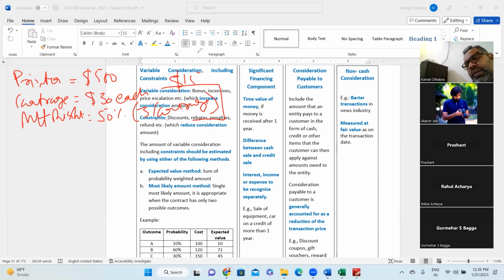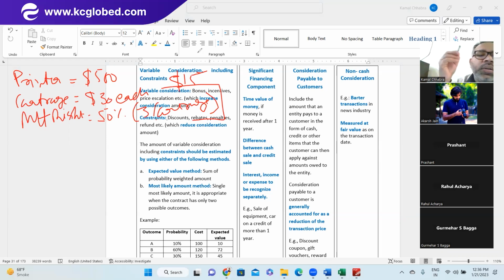So here, if you see consideration paid and payable to the customer, that means it's most likely that the consumer will avail this benefit. Yes or no? So for example, if you have purchased an HP printer, you would love to use an HP cartridge if you're getting 50% discount. Yes or no? Yes, sir. So let's assume you have sold 100 printers.